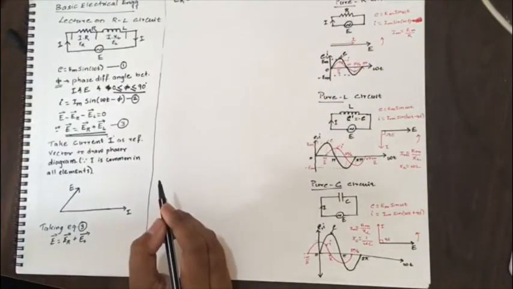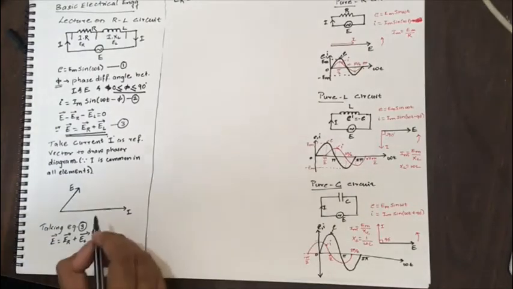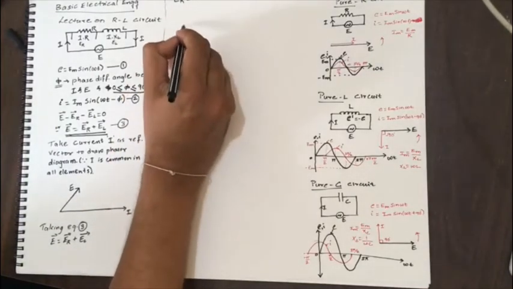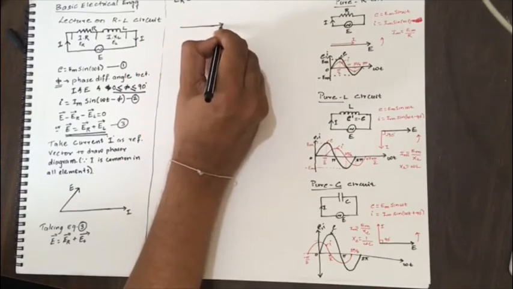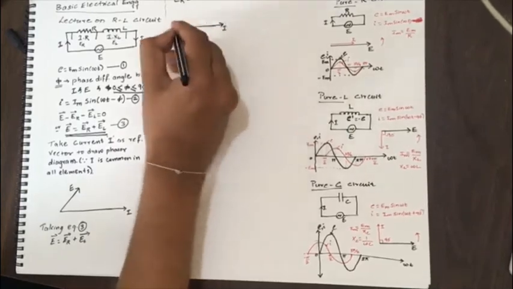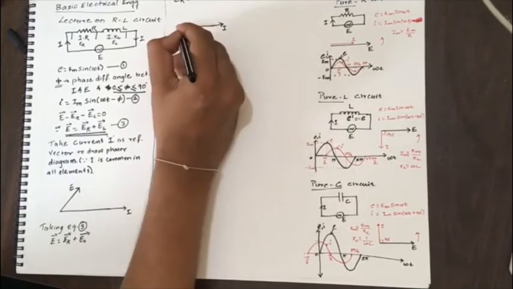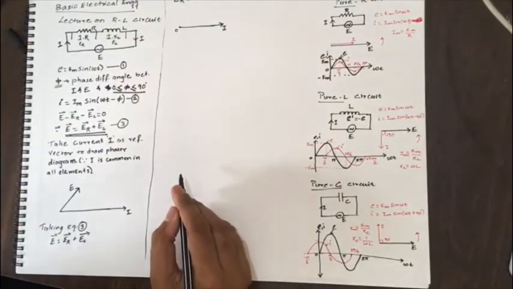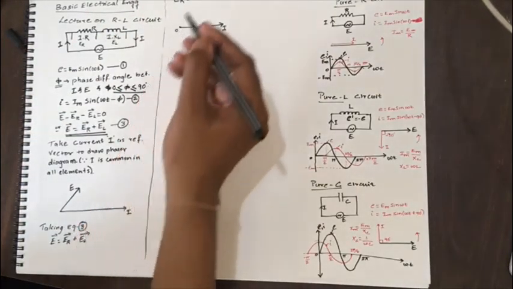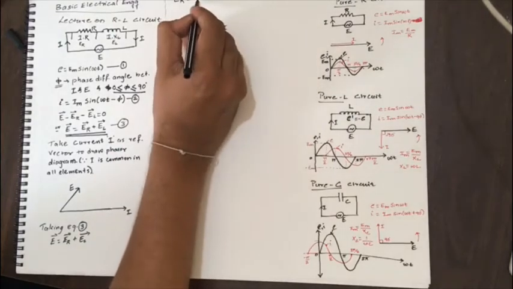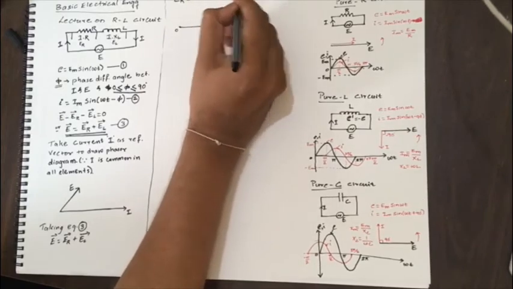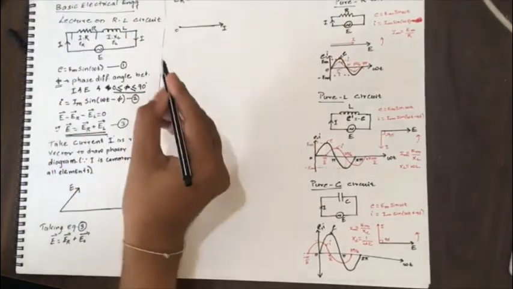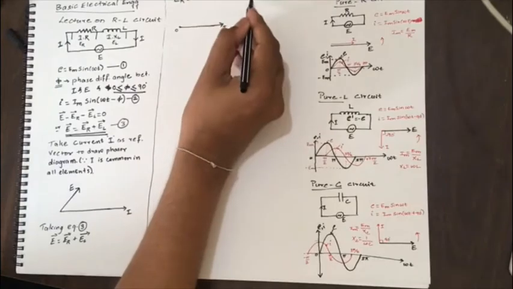Taking current I as reference, because already we have declared it will be the reference vector I. It is the reference point or origin, we can say, in the XY plane. Now how to mark the vectors? See, this is ER, therefore I into R is also a vector, EL is a vector, I into XL is also a vector. Now I should place these vectors I into R and I into XL.